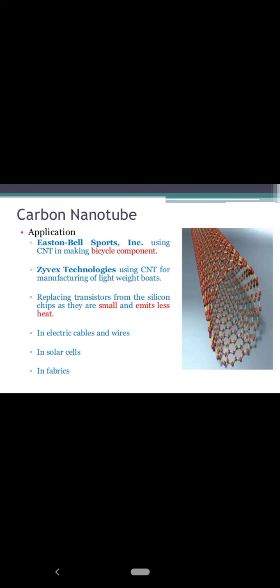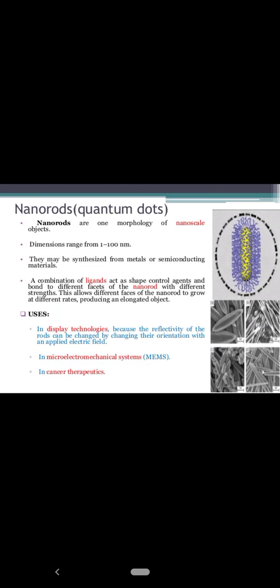These are some of the industrial companies that produce products based on carbon nanotubes: Aston Bell Sports Inc., Zex Technologies. They use carbon nanotubes in electric cables and wires, in solar cells and in fabrics.